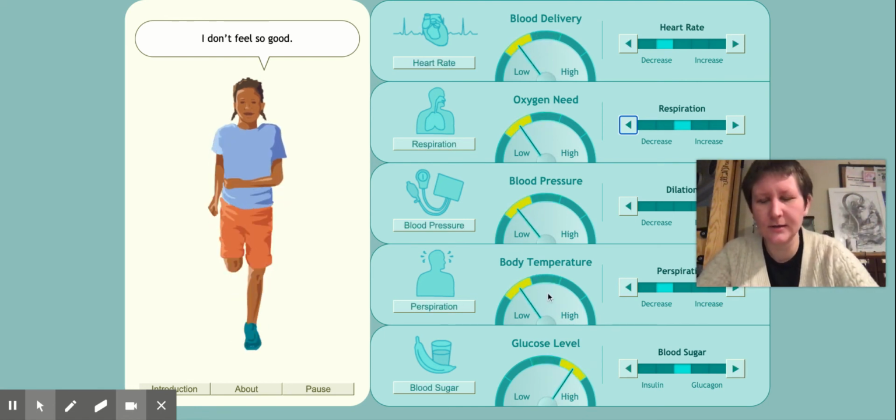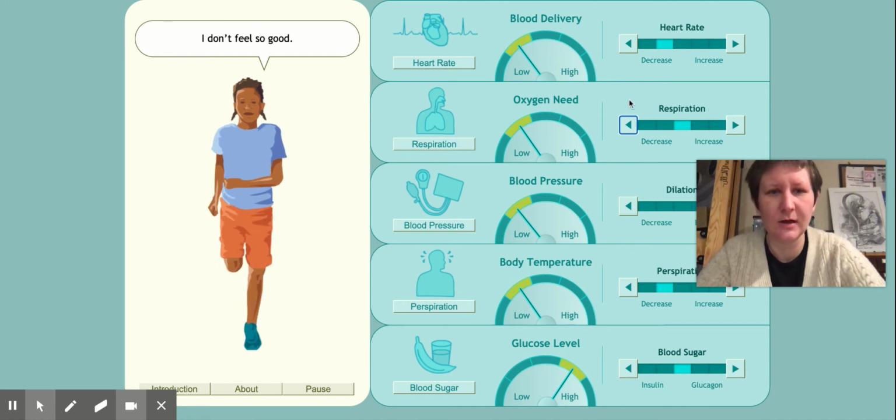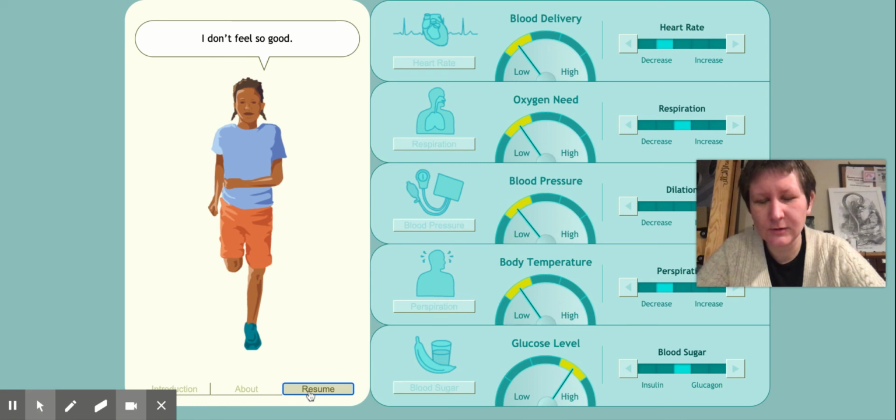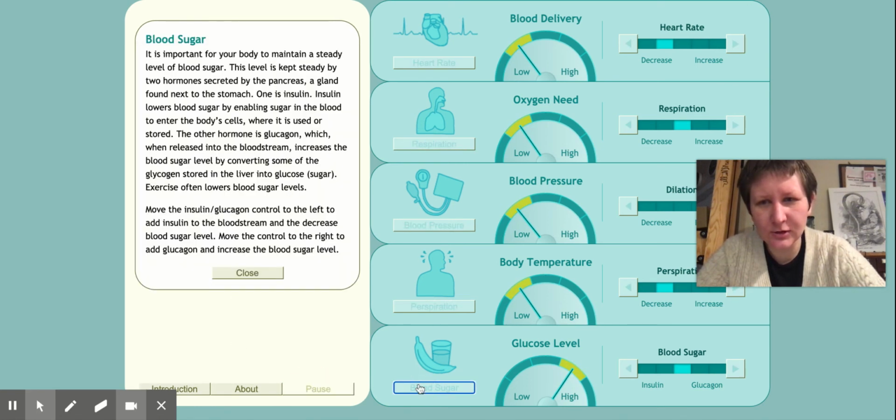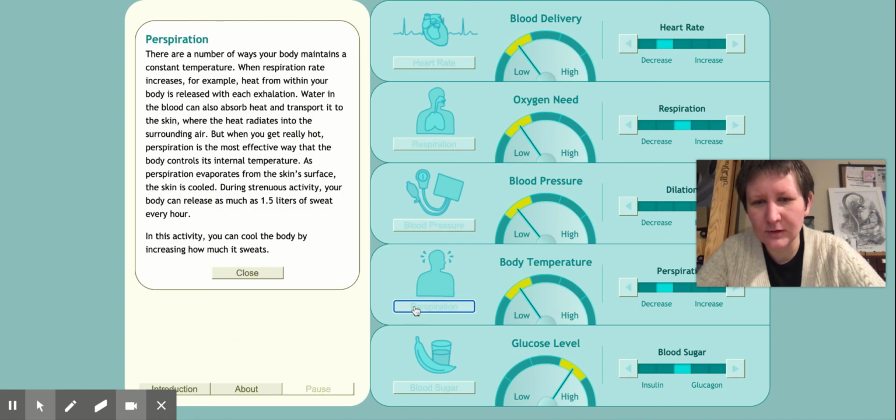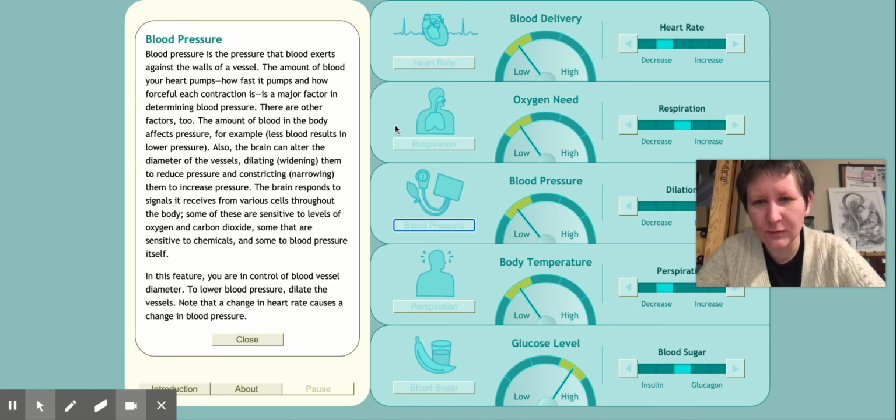Now what she's doing with her body is changing, so now we have to go and change the dials again. That is what you're going to do. And just keep in mind that if you click on blood sugar, it's going to tell you about what blood sugar does and how that works. If you hit perspiration, it's going to tell you about this one. If you had blood pressure.